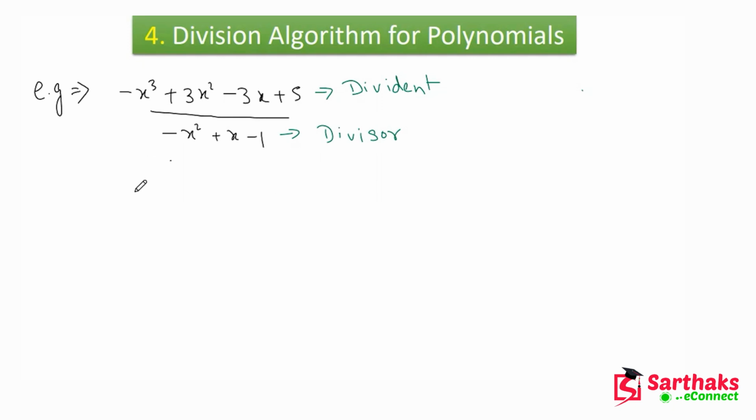The first thing you have to remember is that the degree of the dividend must be greater than or equal to the degree of the divisor. Here the degree is 3 and here the degree is 2, so we can divide it easily. If the degree of the divisor is greater than the degree of the dividend, then we cannot divide it. Okay, so now let's start.